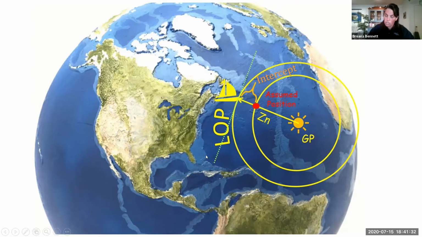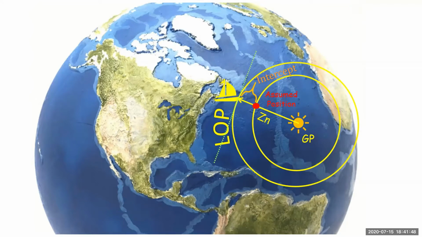And I know it's a straight line, but when we draw it on a chart, the whole circle of equal altitude is just so huge that we draw it as a straight line. Does that make sense so far? A little bit better than last week? Yes. Okay.